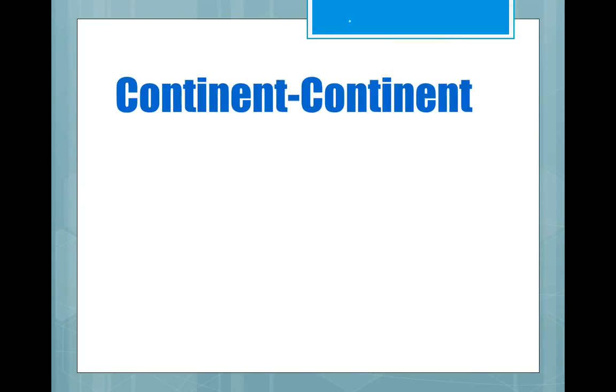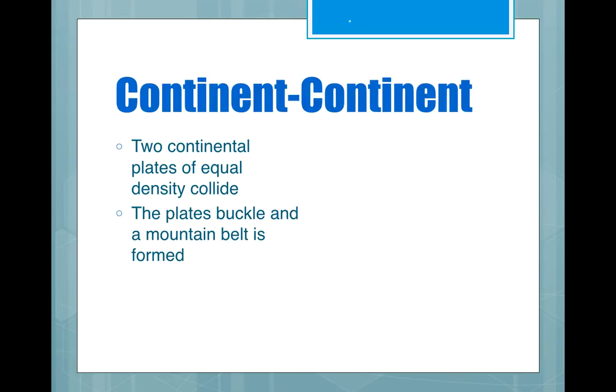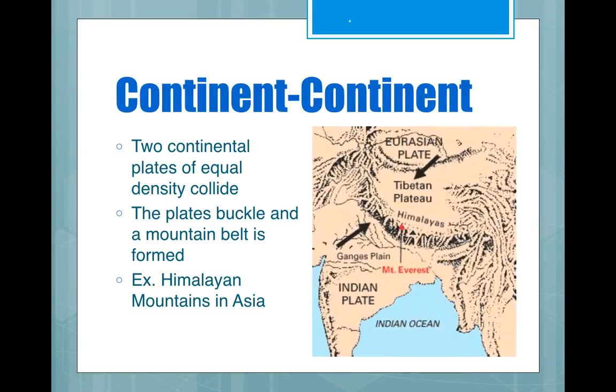First one is continent-continent. So we have two continental plates of equal density colliding. Since they are equal density, neither is going to rise, neither is going to subduct, so they're going to buckle together. And when these two continental plates buckle together, we are going to have a mountain range being formed. An example here for you is the Himalayan mountain range in Asia. Okay, a very active plate boundary.